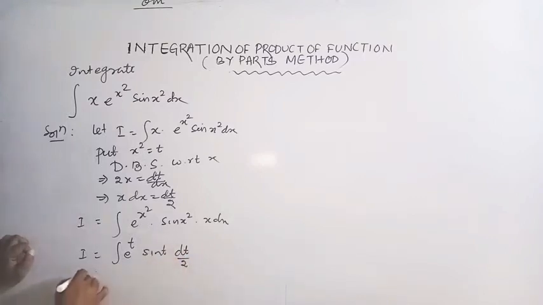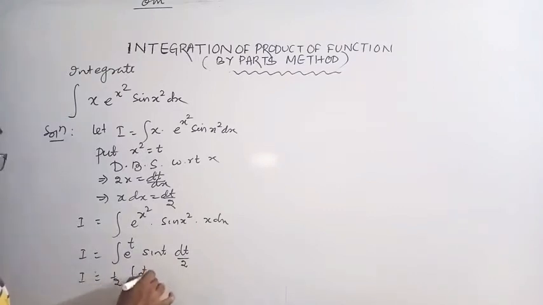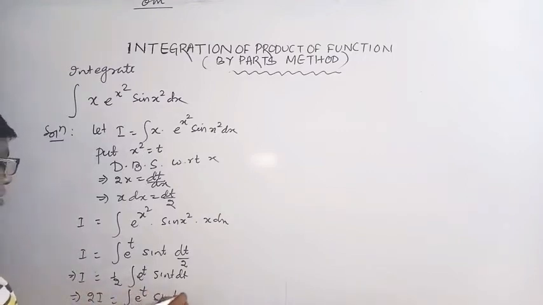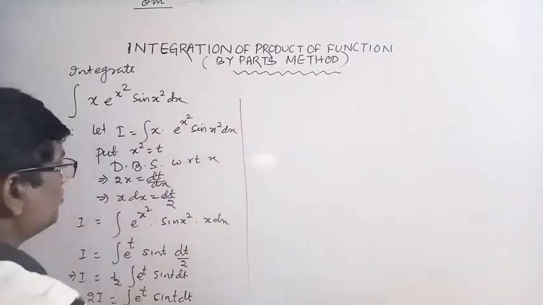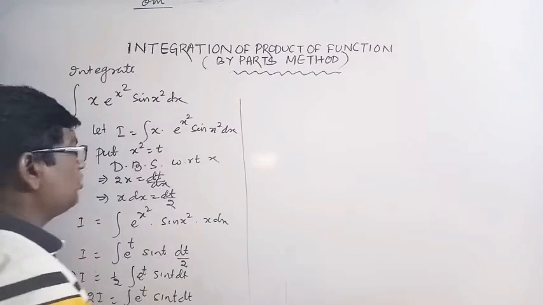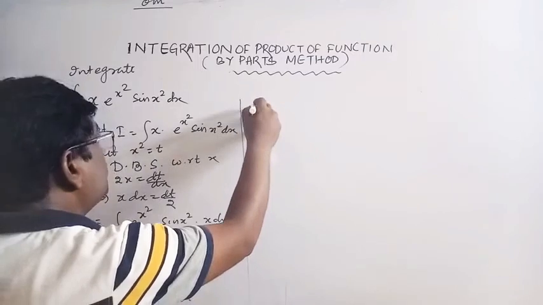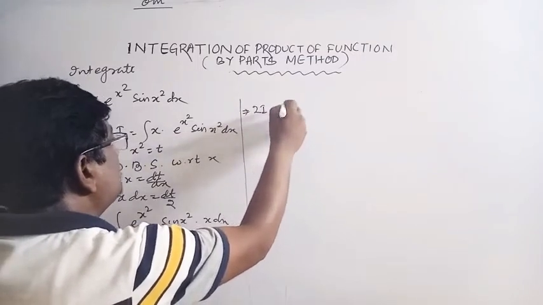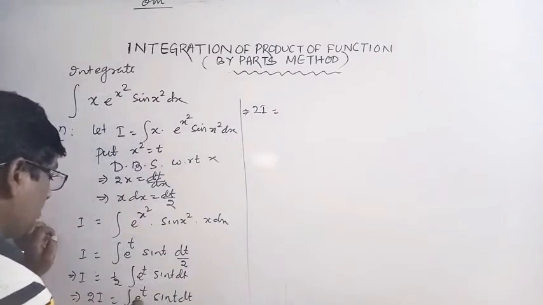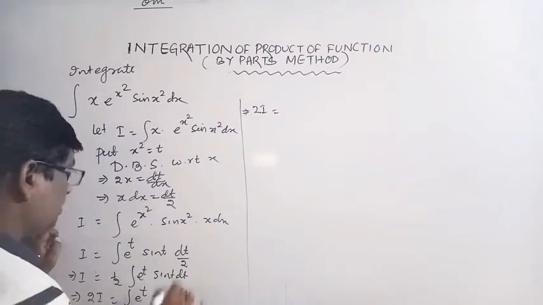So I is equal to 1 by 2 integration of e to the power t sin t dt, or we can write 2I is equal to integration of e to the t sin t dt. Now using by parts, 2I is equal to, this is v second function and this is u first function.